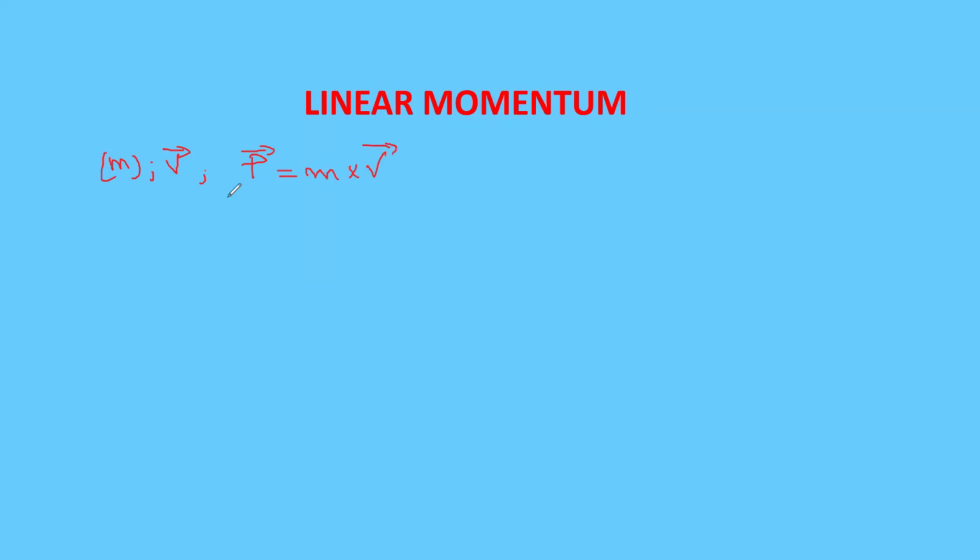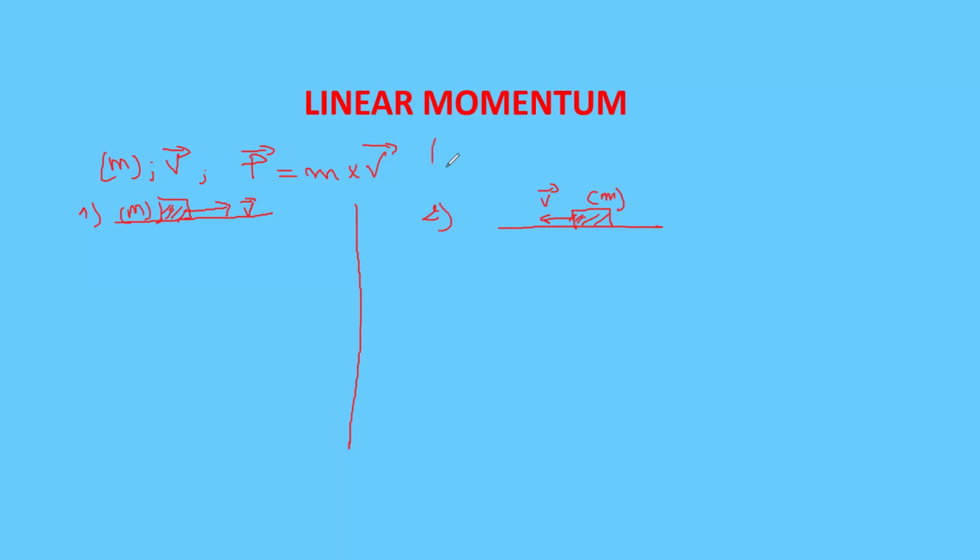I can consider two cases. Imagine here a table, and I have a mass. This is the mass m, moving to the right. This is the velocity v. This is case number one. I can also consider a second case, when the mass m is moving to the left with the velocity v.